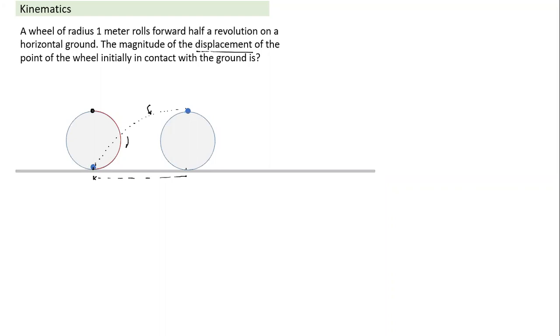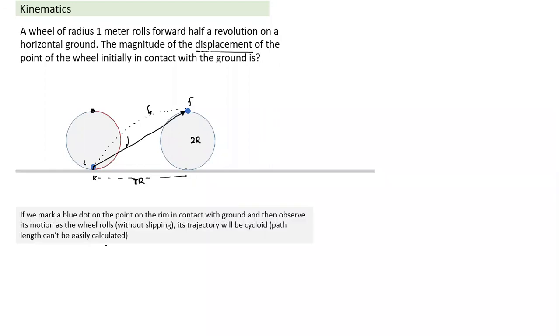So what is the displacement? These are two instances. This is my initial position, and this is my final position. When we talk about displacement, displacement is a vector connecting the initial point to the final point. This is my displacement. And what is the magnitude of displacement? This height is 2r. This length is pi r. Magnitude of displacement is the hypotenuse. This also is fairly simple.